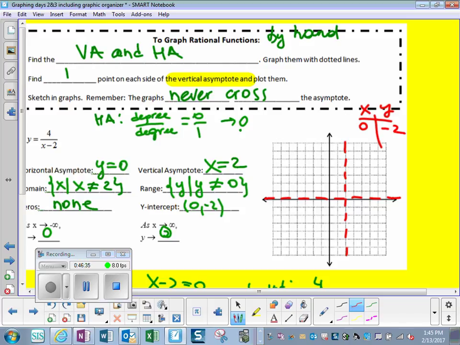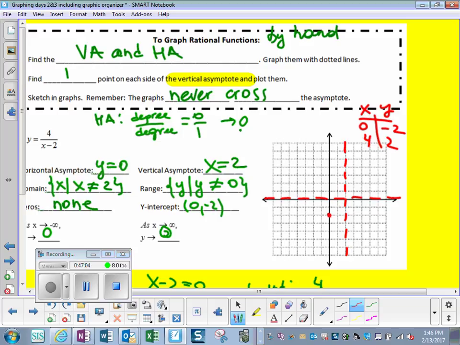And now I choose the x on the other side of my vertical asymptote. Let's say 4. I can choose anything, right? But on the other side of the asymptote. So 4 divided by 4 minus 2 is what? 2. If I plug in 4 here, 4 minus 2 is 2, 4 divided by 2 is 2. So here are the 2 points that I'll put. 0, negative 2 is 1.